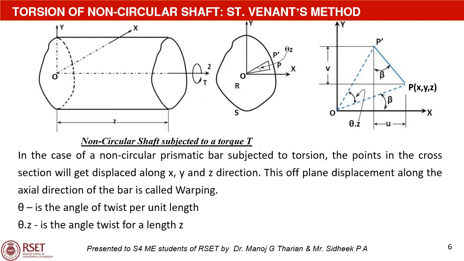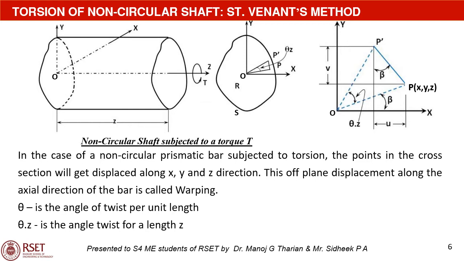Since the angle of twist per unit length is theta, the right end of the shaft will twist with respect to the left end by an angle equal to theta times z as a result of the applied torque T. You consider a point P on the right end of the shaft. After the twist, the point P will get shifted to P dash.